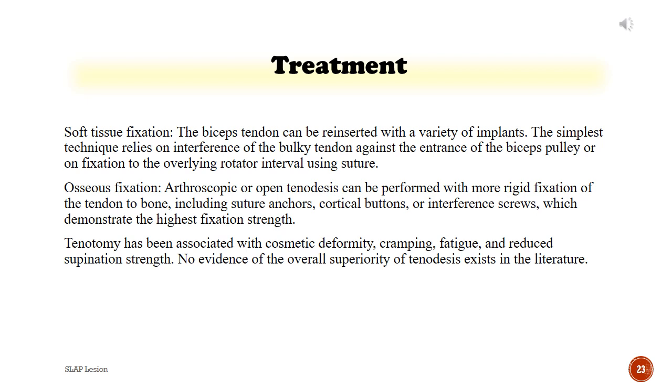Osseous fixation: arthroscopic or open tenodesis can be performed with more rigid fixation of the tendon to bone, including suture anchors, cortical buttons, or interference screws, which demonstrate the highest fixation strength. Tenotomy has been associated with cosmetic deformity, cramping, fatigue, and reduced supination strength. No evidence of the overall superiority of tenodesis exists in the literature.